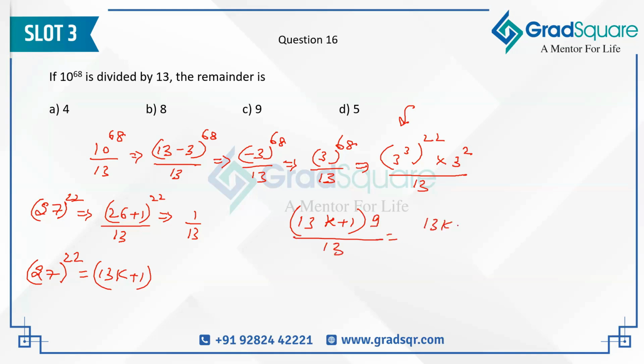This, we realize, 13k multiplied by 9 by 13 will of course be divisible by 13, plus 9 by 13, and the remainder will turn out to be what? 9. Option C, 9 will be the correct answer.